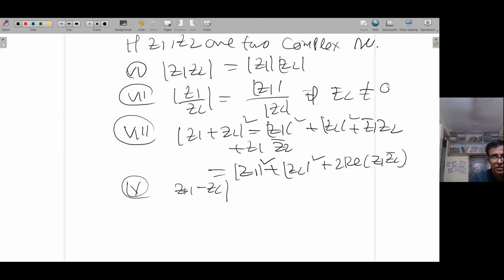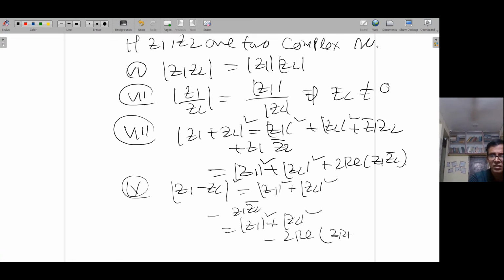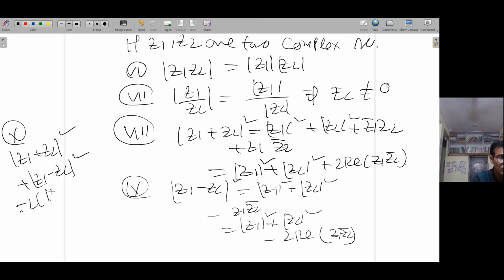Next, modulus of z1 minus z2 square is equal to modulus z1 square plus modulus z2 square minus 2 real of z1 z2 conjugate. And ten, modulus z1 plus z2 square plus modulus z1 minus z2 square is equal to 2 times modulus z1 square plus modulus z2 square.